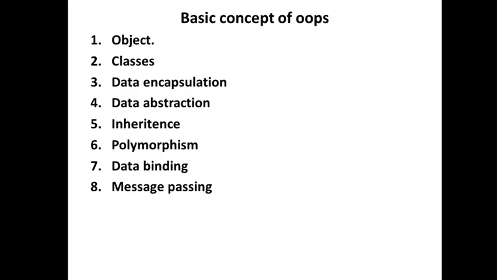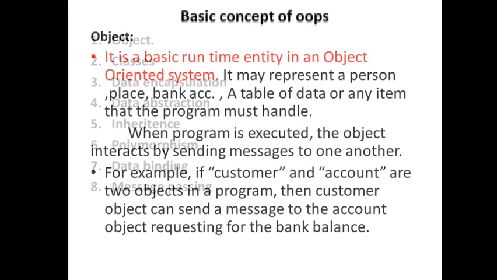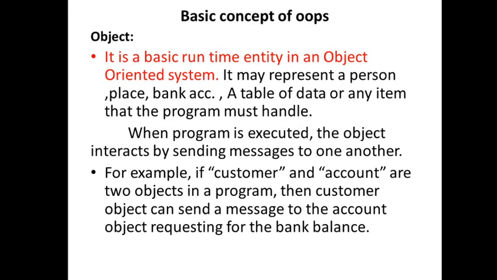Now we will see all these points one by one. Number 1, object. Now what is an object? It is a basic runtime entity in an object oriented system. It may represent a person, place, bank account, a table of data, or any item that the program must handle. Also I can say a duster, a chair, that is also an example of an object.